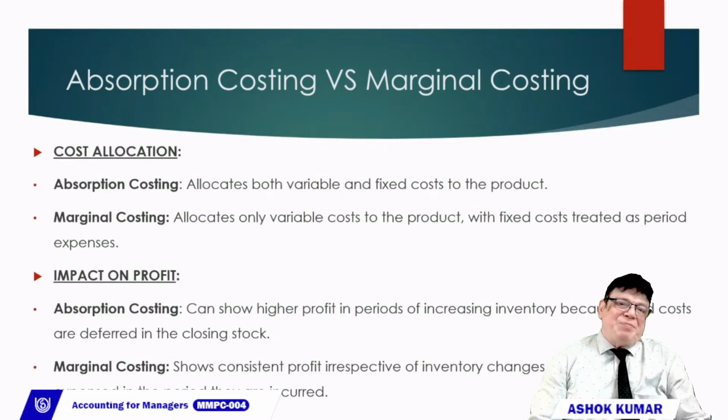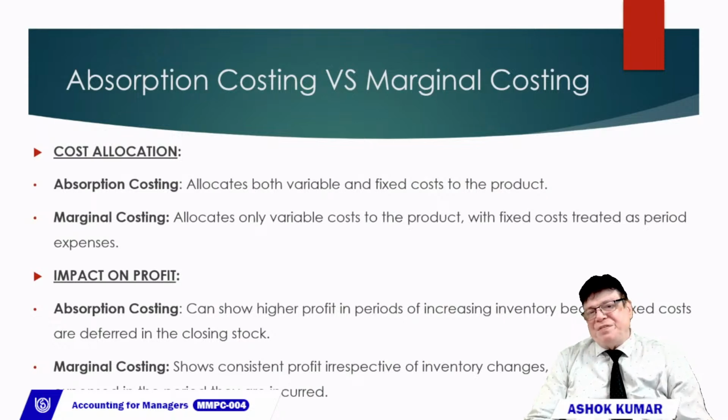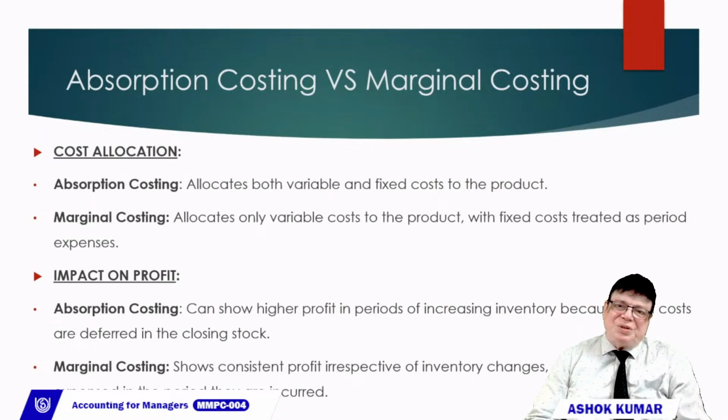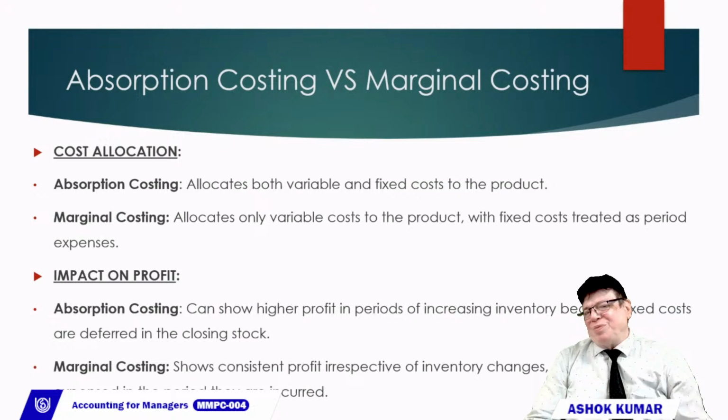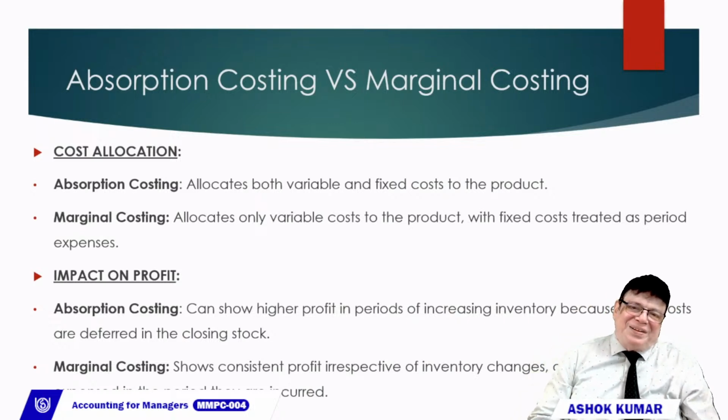Now, next is absorption costing versus marginal costing. Absorption costing allocates both variable and fixed costs to the product. Both are charged in the product, both are counted. Marginal costing allocates only variable cost to the product, with fixed costs treated as period expenses. They are not taking into account fixed cost while calculating marginal costing. In absorption costing, both are taken into account, variable cost as well as fixed cost.